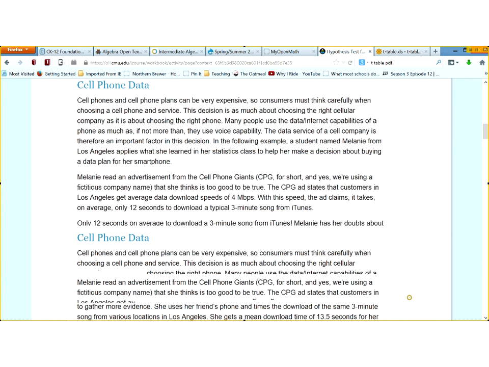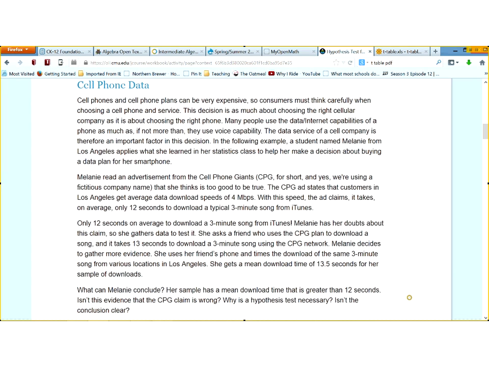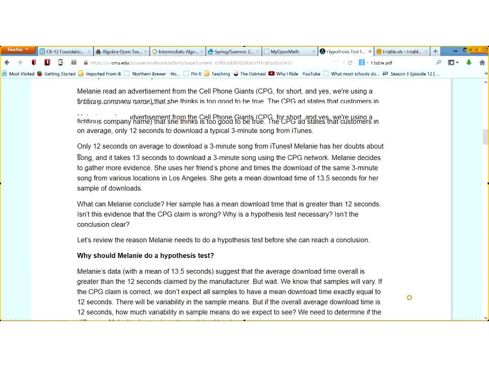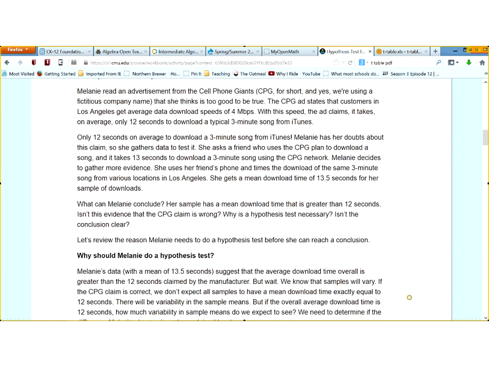Cell phone data. Cell phones and cell phone plans can be very expensive, so consumers must think carefully when choosing a cell phone and service. Melanie read an advertisement from the cell phone giant, CPG for short. She thinks it's too good to be true. The ad states that customers in Los Angeles get an average data download speed of 4 megabytes per second, which is pretty fast.